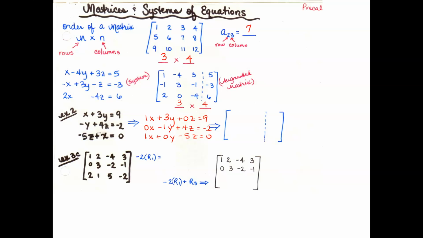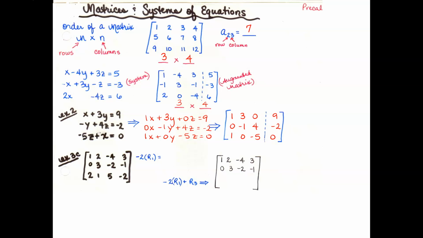Okay, so now that I've rewritten my system, then I can write my augmented matrix. All right, so what's going to be in the first row of my augmented matrix? Perfect. 1, 3, 0, 9. How about my second row of my augmented matrix? 0, -1, 4, -2. And then our last row would be 1, 0, negative 5, 0.